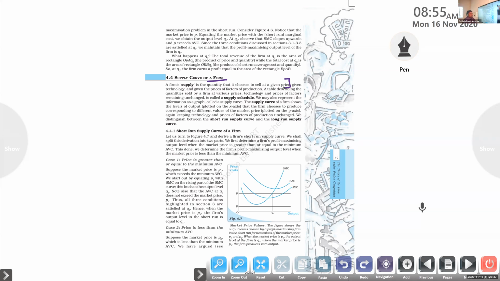At a given price, the firm will observe that the price level is greater than the AVC. Firms are ready to sell at any quantity. They are ready to sell. So the firms will always observe the price of the product in the market, and as per that, they will produce the product and sell it in the market. That is basically termed as supply. So firm supply is the quantity of the product that the firm chooses to sell at a given price.